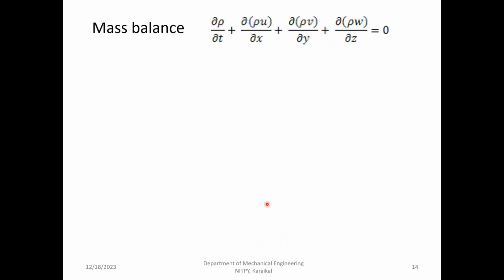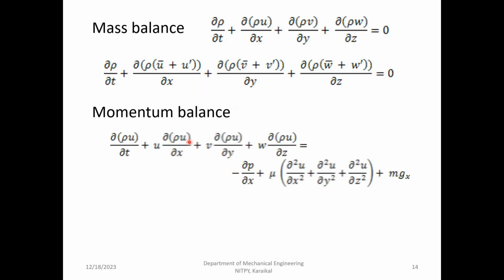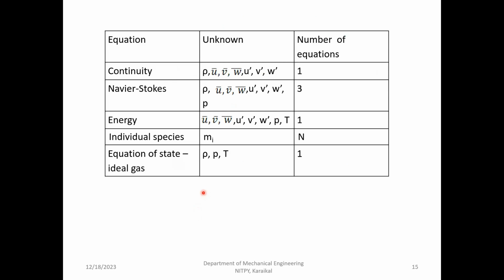Okay, so now if we are going to look at our equation, and you replace velocity wherever it appears with average and fluctuation, then it becomes like this. The equations are going to become much bigger and more complex. Similarly, we have the momentum balance, and so we have average velocity and fluctuation. And now comes the problem.